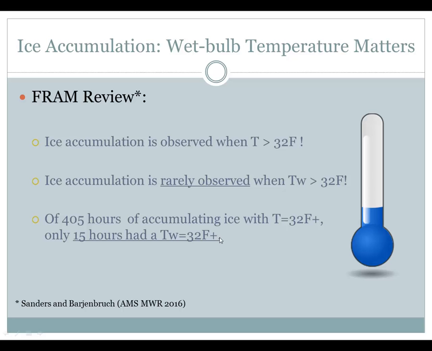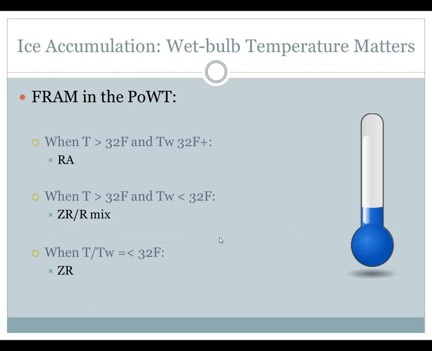So the important takeaway here is if your temperature is greater than 32 Fahrenheit and your wet bulb is as well, the likelihood of icing is very low. But if your temperature is above freezing and your wet bulb temperature is below 32, there's a pretty good chance you're going to see some icing. So we built that into the probability of weather type.